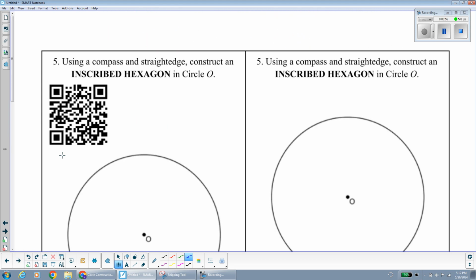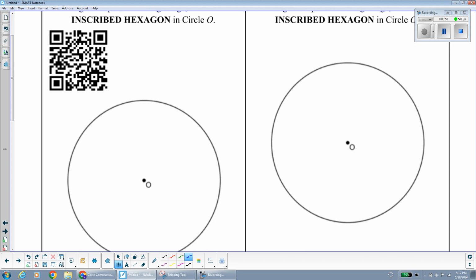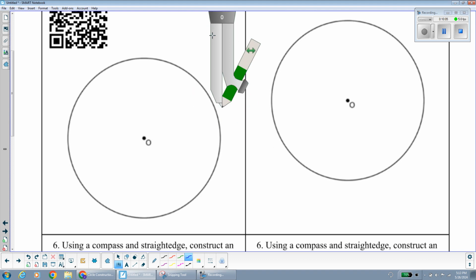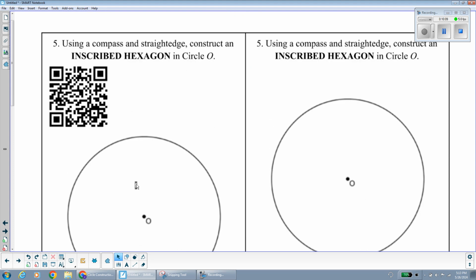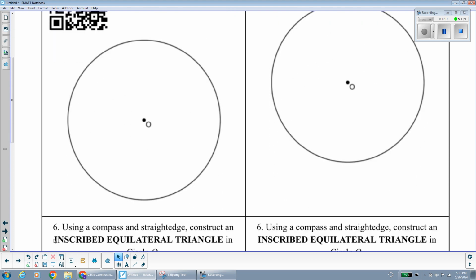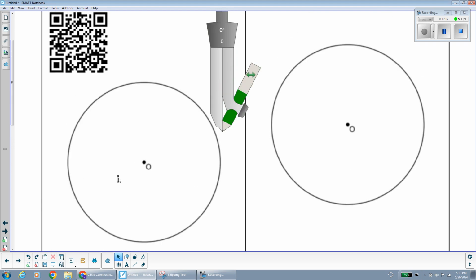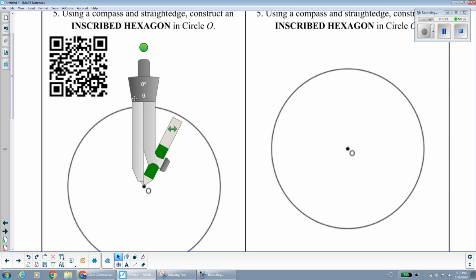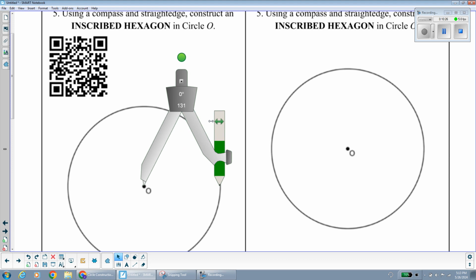Our next circle construction is we're going to be making a hexagon inscribed in circle O. This one's pretty straightforward. A hexagon is a six-sided figure, and we are going to be making an equilateral hexagon, so all the sides are going to be equal to each other. Okay, now I have my compass. So I'm going to start off with my compass on point O, and I'm just going to reach out until I'm on the circumference of the circle.